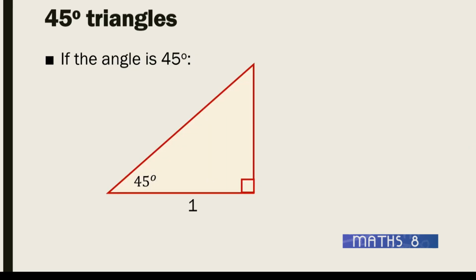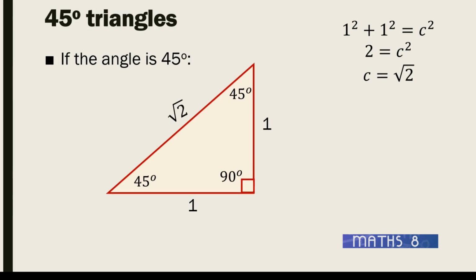If the angle in a triangle is 45 degrees, then the right angle is 90, and so the missing angle must also be 45. And we have an isosceles triangle where this side is also 1. We can find the hypotenuse using Pythagoras. 1 squared plus 1 squared equals c squared. 2 equals c squared. c equals the square root of 2.